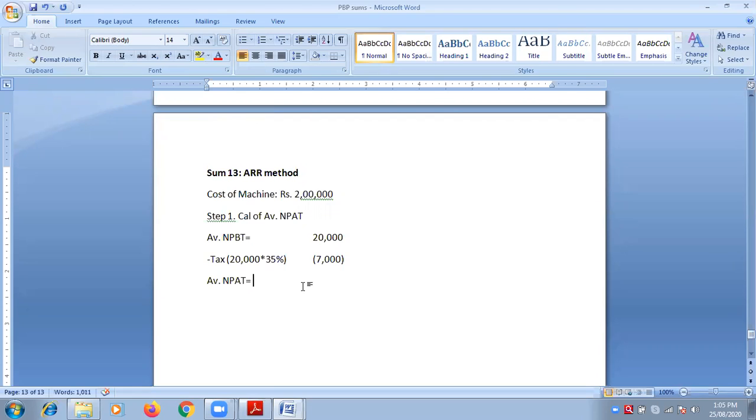No need to divide it by the number of years. Why would we divide it by the number of years? Because we need average net profit, and the given profit is already average. So we don't need to do it. We only need to deduct the tax because we are asked to calculate average net profit after tax, but what is provided in the question is net profit before tax. So we only deduct tax. What would be the final answer?